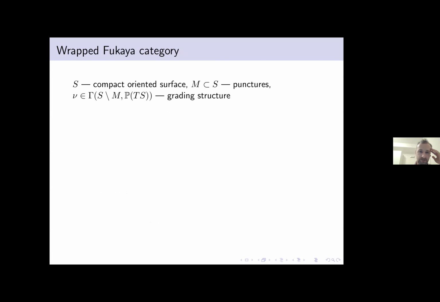Okay, so now a few words about the choice of category, where we'll look at stability conditions on these wrapped Fukaya categories of surfaces. The setup here is you have a compact oriented surface with some punctures, and to get a C grading on the category, you need a foliation or section of the projectivized tangent bundle of S. So just a line in the tangent space at each point. We only really care about this up to homotopy of sections.